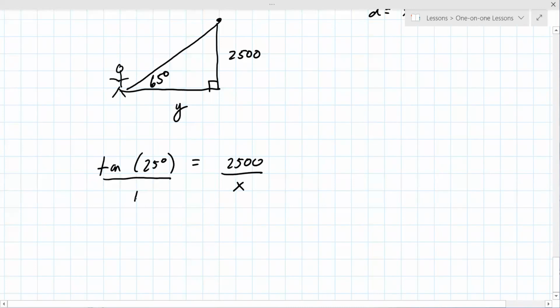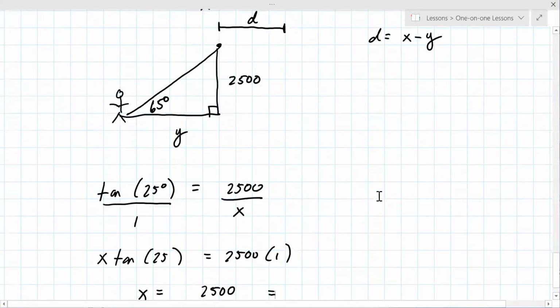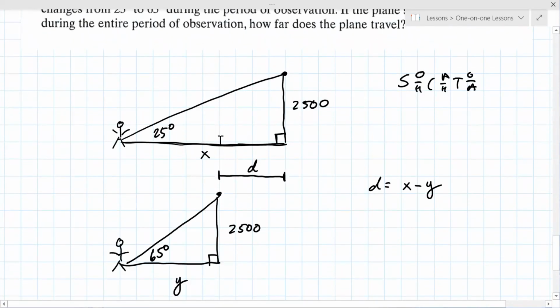This is different than one of the earlier ones because you have to get x now out of the bottom of the equation. To do that, you can cross multiply. So you get x tangent 25 equals 2500 times 1. Divide both sides by tangent 25. So x equals 2500 divided by tangent of 25 degrees. And that gives you a number. So we can get that now or we can get that later, but that's the first number. And that is going to be the larger of the two because that's the further scenario.